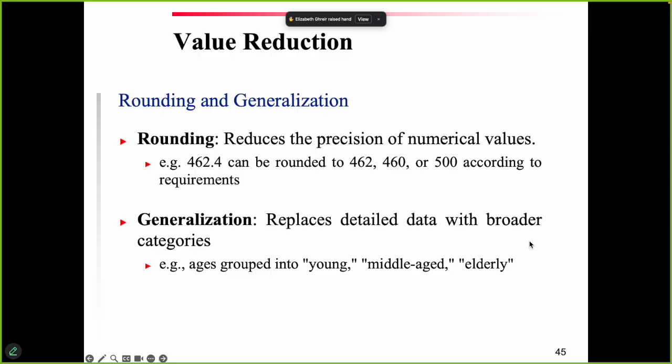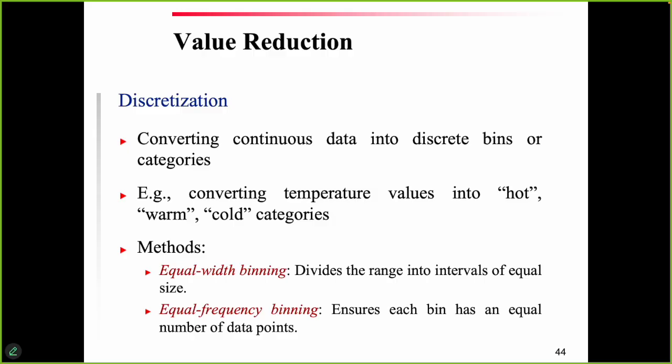Okay, great. So let's move to the next part. Now we have different ways to reduce values. First is discretization. We can do discretization, we can do rounding, we can do generalization. So I'm going to explain each of them.